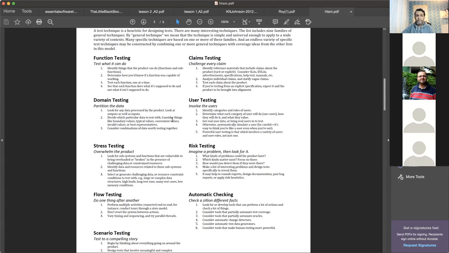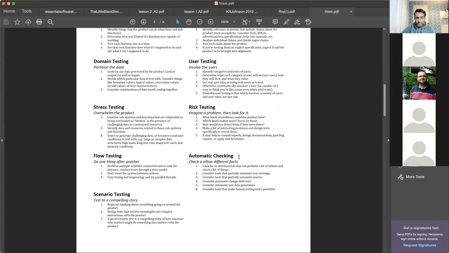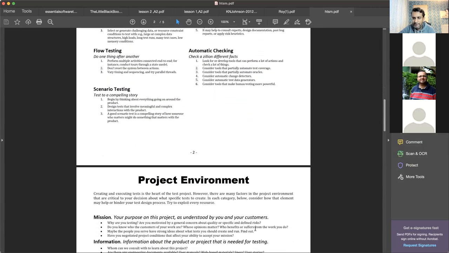And talking about this particular model, one of the things that has been updated, I wouldn't say added, it was already there, is the automatic checking part, which is on automation. You notice here that it is mentioned as automatic checking purely because checking is considered an activity which can be automated, not testing per se. But that's one thing which is being called out here.